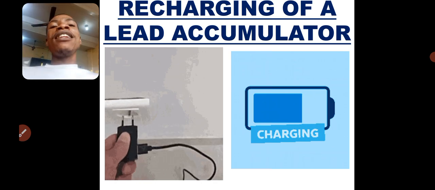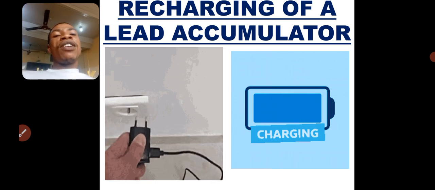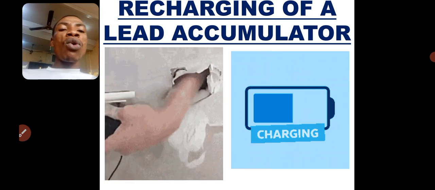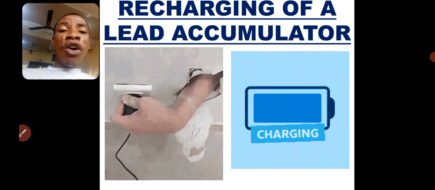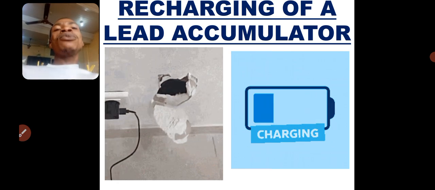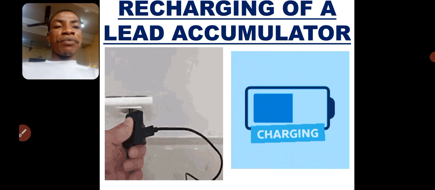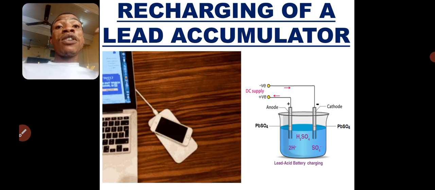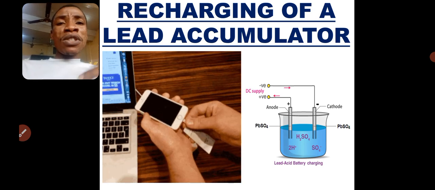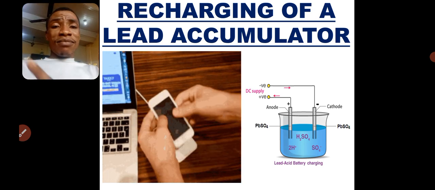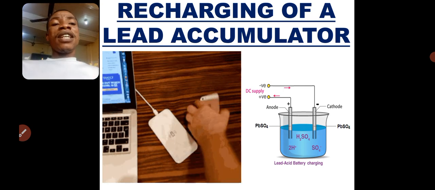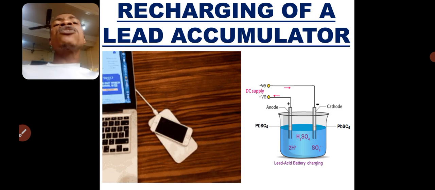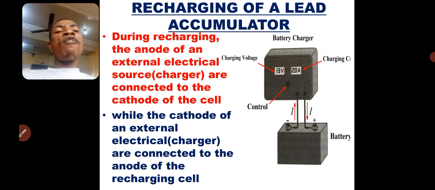Now when your battery has fully discharged, you have to plug it to a source of external supply of current or electricity that will recharge the battery. If it's your phone, your laptop, or your rechargeable wristwatch, once it goes down, you have to plug it to an external source of voltage that will help us to recharge that battery. So what now happens during the recharging of a battery?